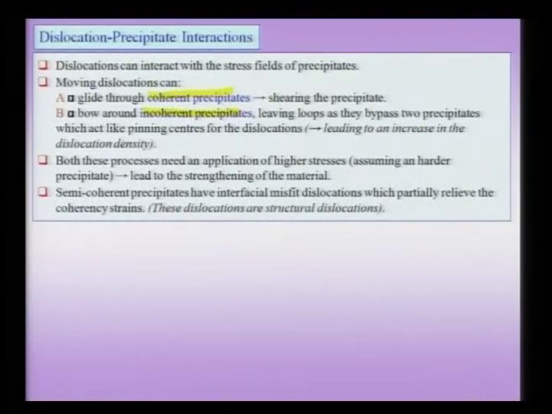In case of a coherent precipitate, the dislocation actually can glide through the precipitate, which will actually shear the precipitate. Now, why can it glide through? Because atomic planes, as I said, are continuous from the matrix to the precipitate, even though they are distorted. In case of an incoherent precipitate, the dislocation cannot glide through the precipitate, it has to bow or bypass the precipitate, leaving certain loops in the wake of the moving dislocation. So, we will take up these graphically so that we can understand these two interactions in a better fashion.